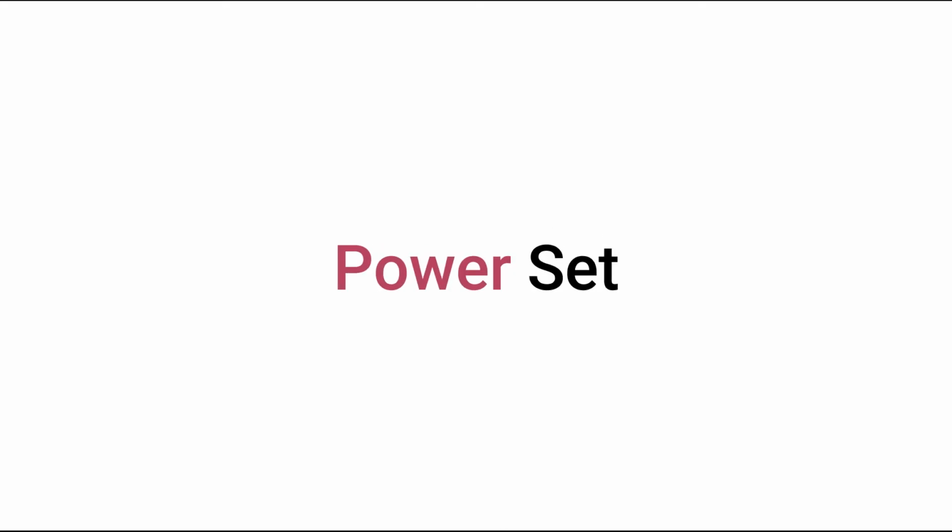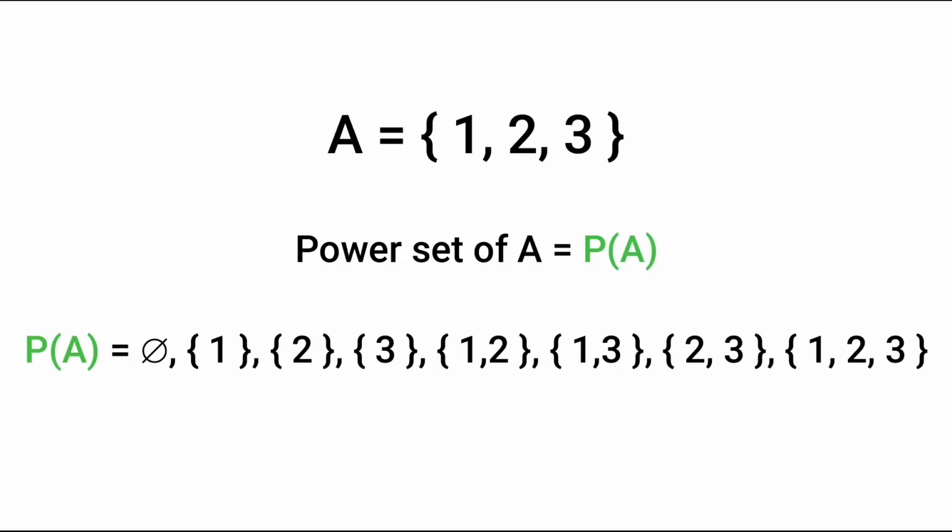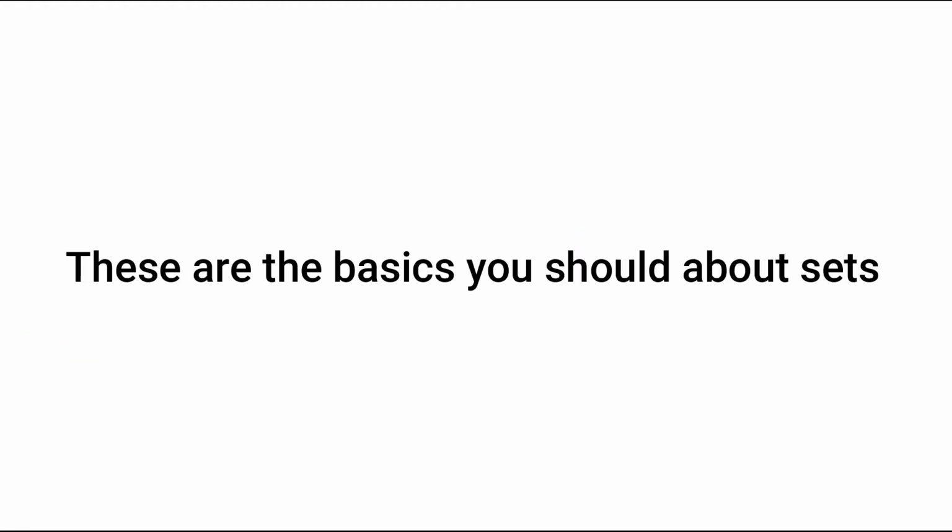Next, we are going to see the power set. What is a power set? For example, set A with elements 1, 2, 3. All subsets of A are called the power set of A and are denoted by P(A). Then P(A), the power set of A, consists of all the following subsets: the empty set, {1}, {2}, {3}, {1, 2}, {1, 3}, {2, 3} and {1, 2, 3}. These are the basics you should know about sets.